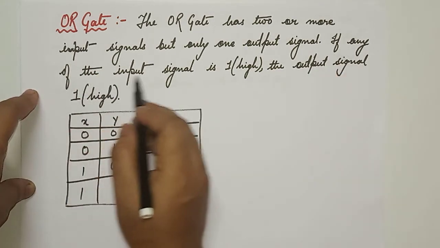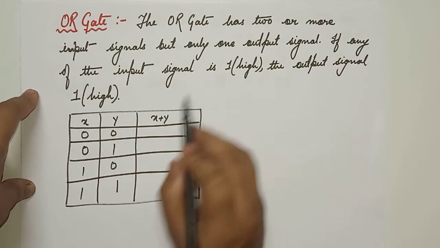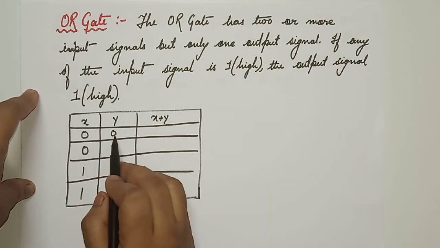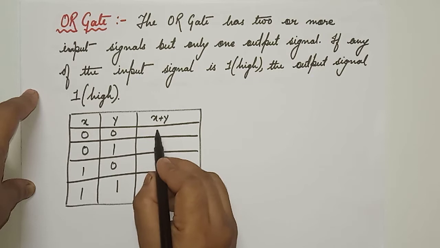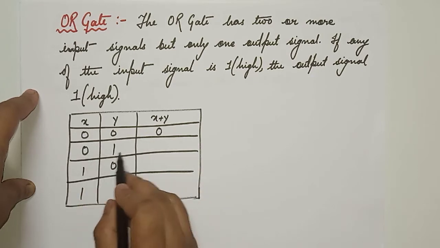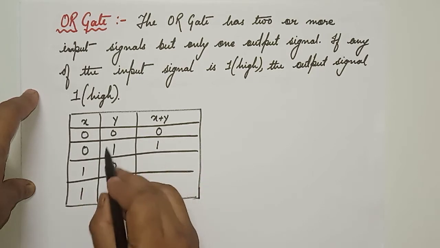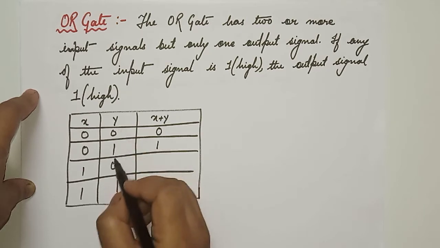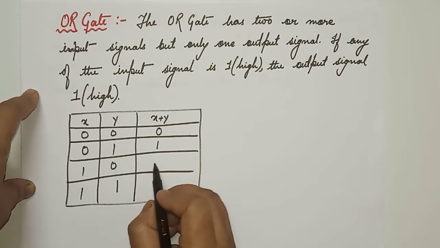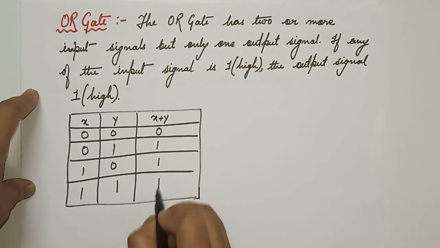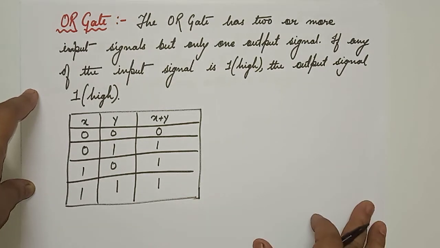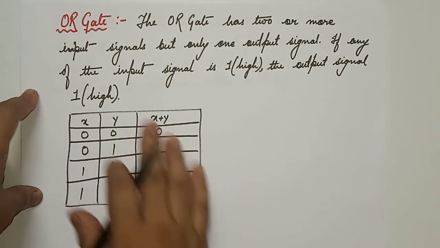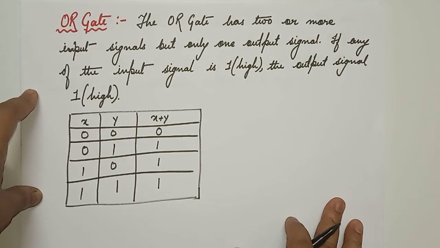The value of x plus y will be 1 if any one of the input signals is 1. So over here we have to look at each combination. Do we have 1? We don't have 1, so the result is 0. 0 plus 1 is 1, because we have 1 as an input signal. 1 0, again it is 1. 1 1, it is 1. So this is the truth table. From this it is clear how the gate works.